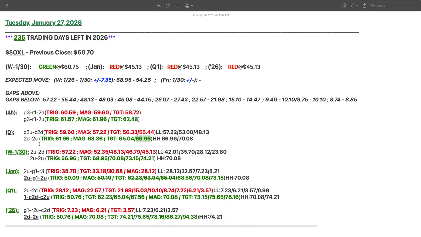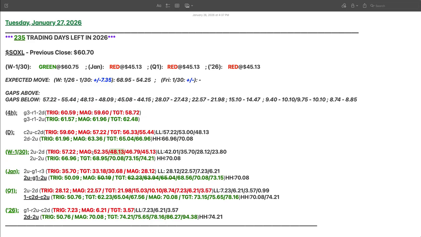All right, we'll stay here. We'll go back to the charts at this point. On the week, we have not triggered the 2 up or 2 down yet, right? We'd have to get below 57.22 to trigger the 2 down, which would trigger a 2 up, 2 down with a magnitude of 52.35. So about a $5 move on that for that magnitude. So it could be some pretty decent money there.